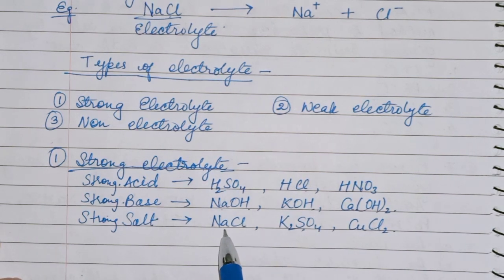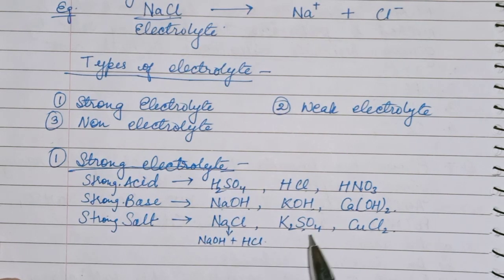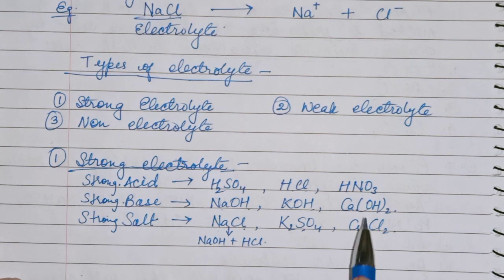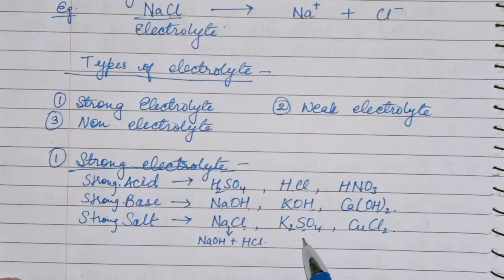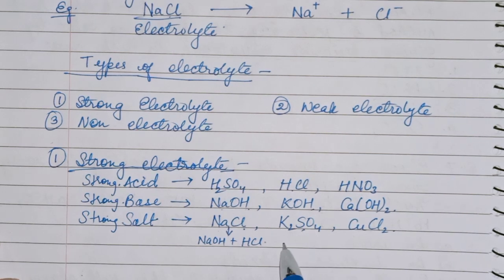Now how do you identify whether a compound is a strong salt? See, NaCl is formed by NaOH and HCl. You can see that NaOH is a strong base and HCl is a strong acid. So the salt formed will be a strong salt. Any acid or base, either both are strong or any one of them is strong, then you can say it is a strong salt. For K2SO4, KOH is a strong base and H2SO4 is a strong acid. So the salt formed will be a strong salt, K2SO4.